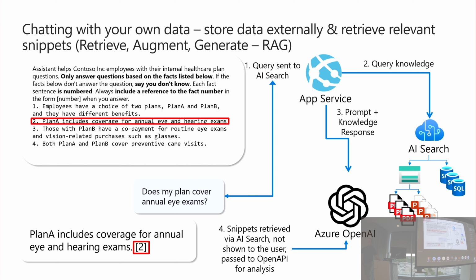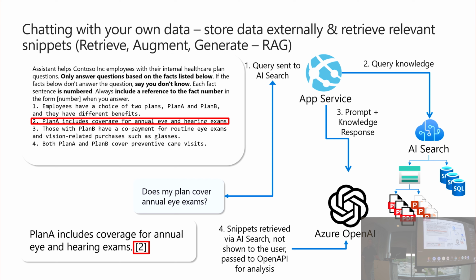Recently, AI search within the last year has added the ability to store the embeddings, or the vector representation of data, and you can use it as your vector data store. And so you can send your query out to AI search, retrieve back the relevant documents based on the embeddings match, and get the data back.